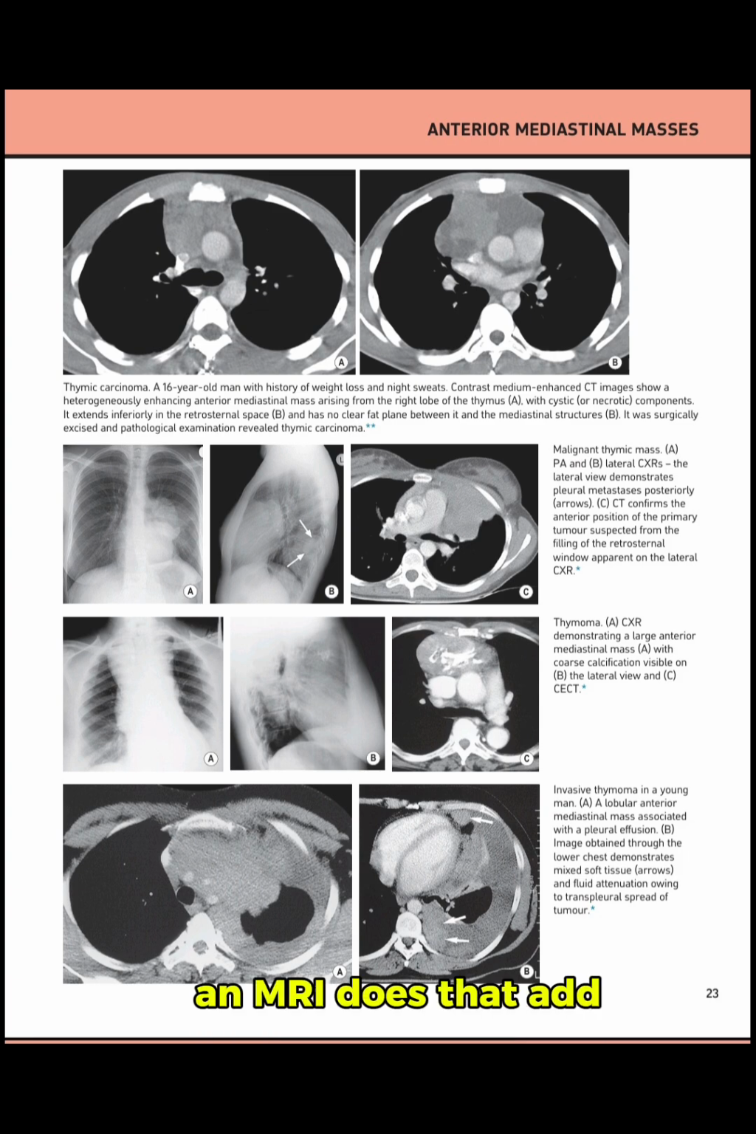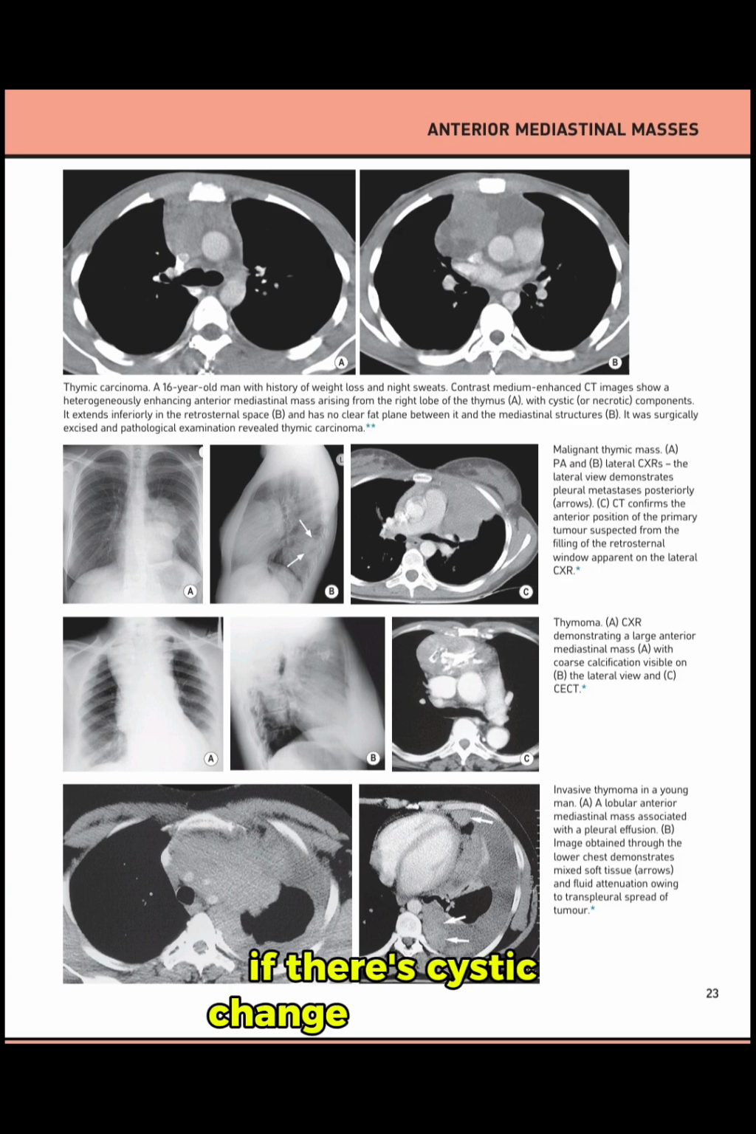An MRI, does that add anything specific? MRI can help. On T1-weighted images, it looks similar to muscle. But on T2-weighted images, it usually shows up brighter, with higher signal intensity compared to the surrounding fat. If there's cystic change or bleeding within it, it can look more varied, more heterogeneous.